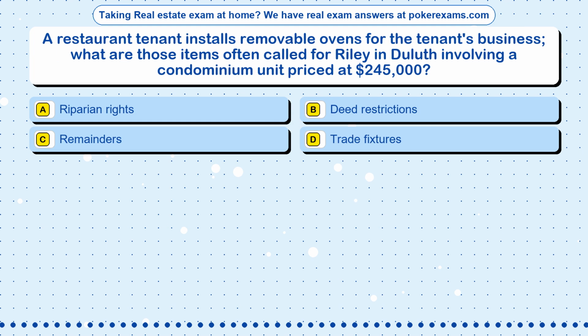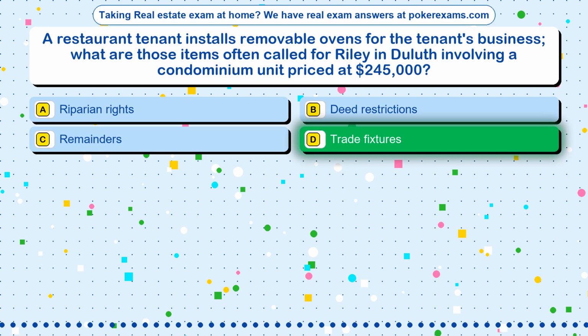Question 44. A restaurant tenant installs removable ovens for the tenant's business. What are those items often called for Riley in Duluth involving a condominium unit priced at $245,000? Option A, riparian rights. Option B, deed restrictions. Option C, remainders. Option D, trade fixtures.